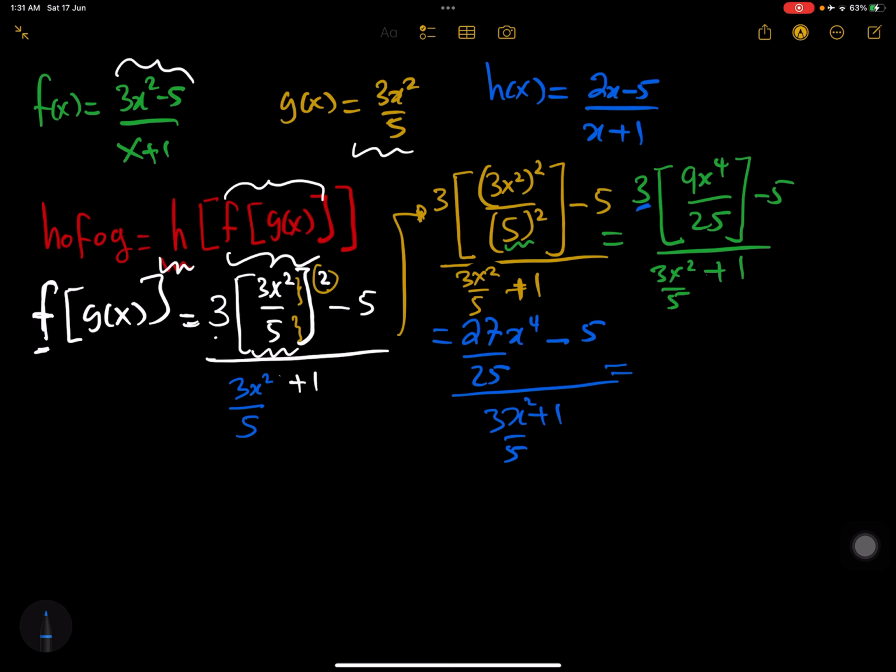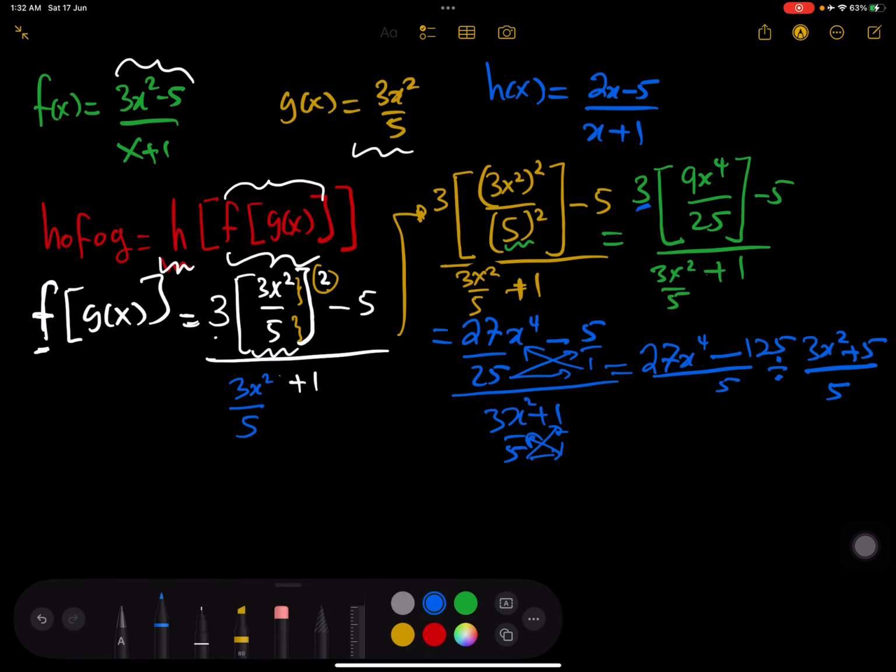Now, the top part is just what? Subtraction of fractions. Remember, this is the same as over 1. This is also over 1. So this will multiply that: 1 times 27x to the power 4 is 27x to the power 4, minus 25 times negative 5, which is minus 125, divided by 5 times 1, which is 5. And we are dividing all that by this multiplying that, which is 3x squared, plus 5, divided by 5 times 1, which is also 5.